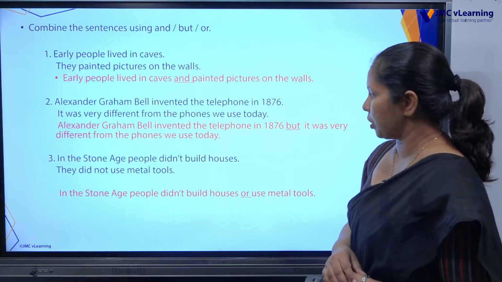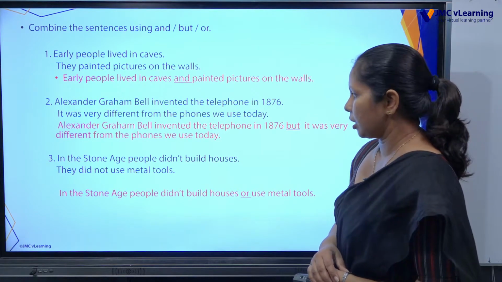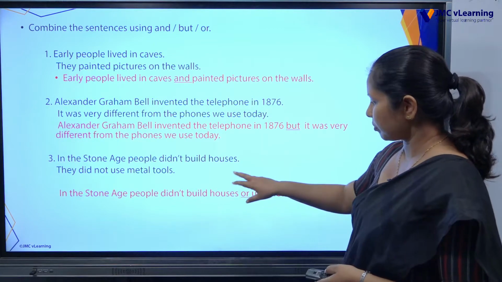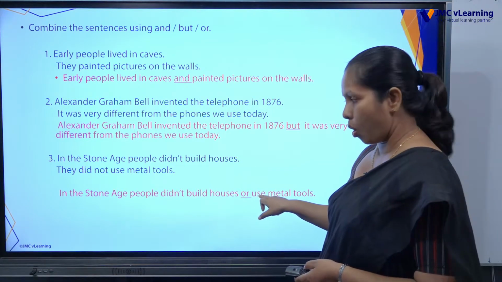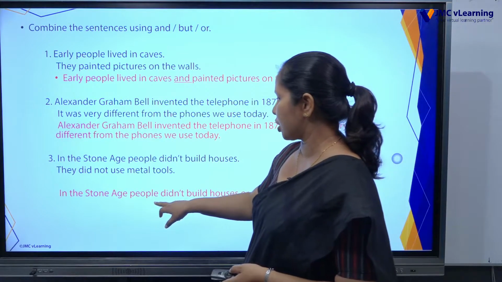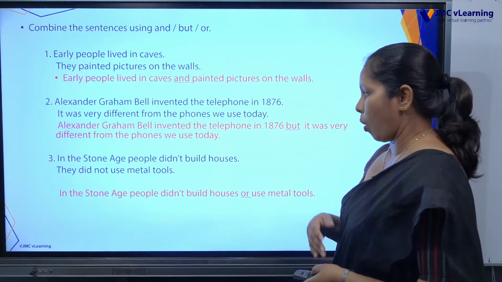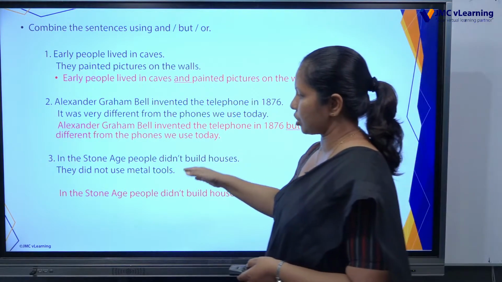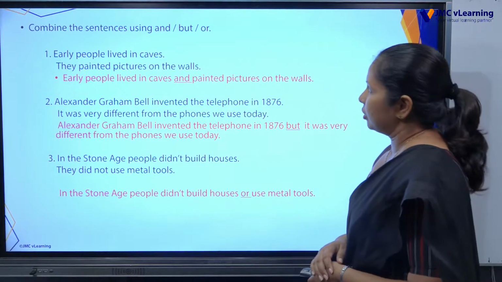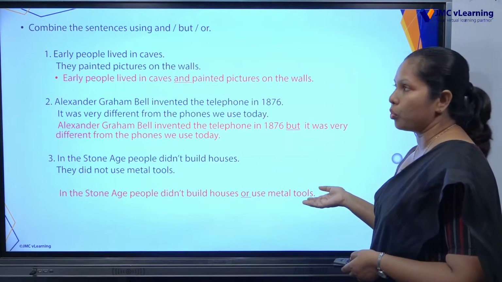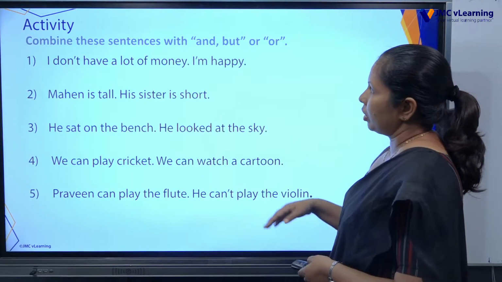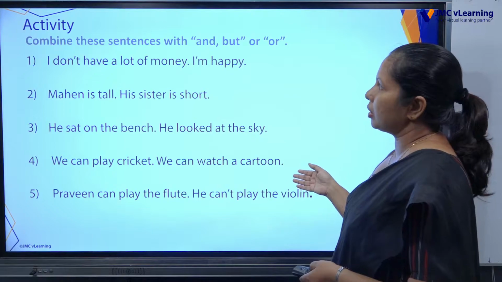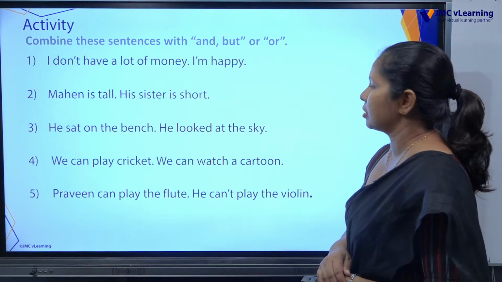In the Stone Age, people didn't build houses, they did not use metal tools. So, here they have used the conjunction or. In the Stone Age, people didn't build houses or use metal tools. So, both these actions were not done. So, we will talk more about these conjunctions. Now, these exercises are taken from your workbook. Combine these sentences with and, but, or.